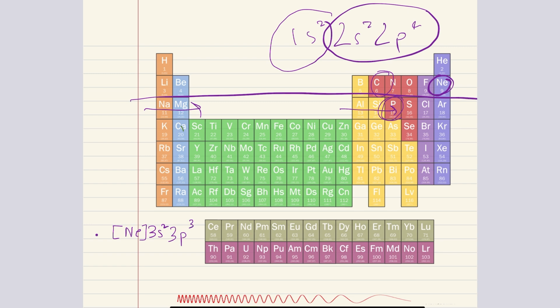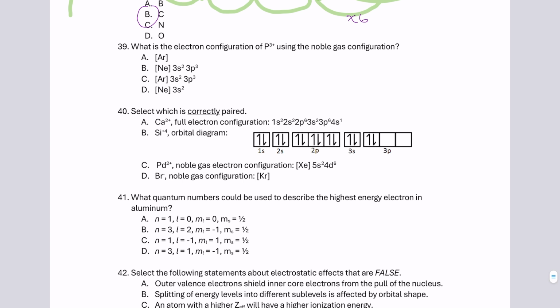Now, this is just neutral phosphorus, but what we're dealing with is phosphorus 3+, which means it's lost 3 electrons. We need to remove that from the valence electrons, and specifically since this is a p block element, it's going to lose its p electrons first. We're going to, in fact, lose all 3 of our 3p electrons, meaning that the electron configuration for phosphorus 3+ is neon 3s2. And that best matches answer choice D.